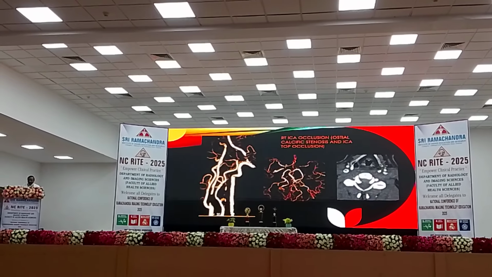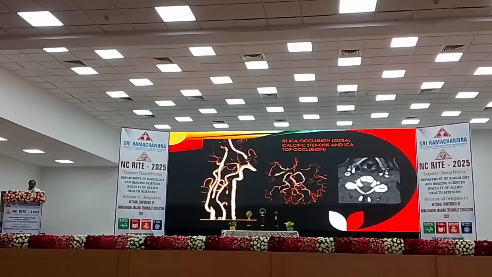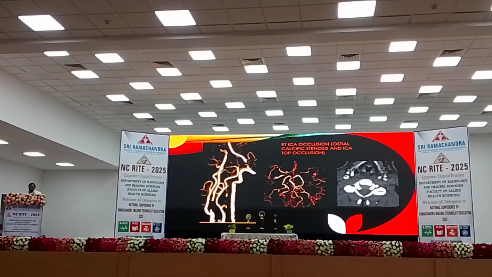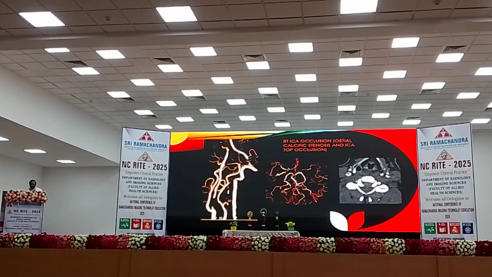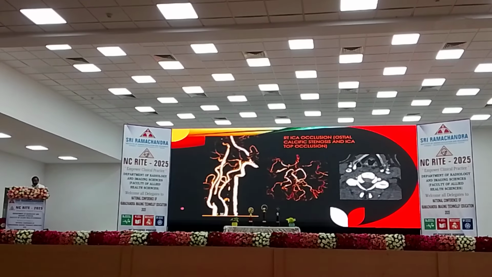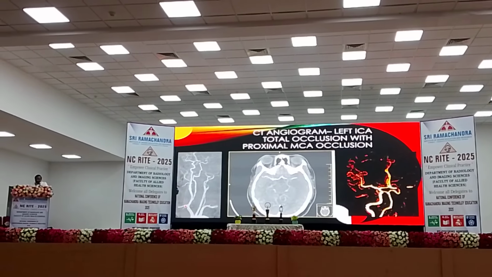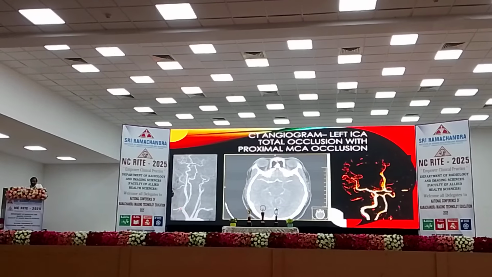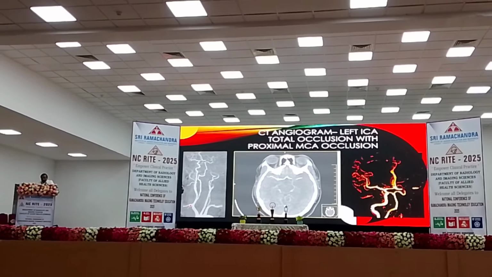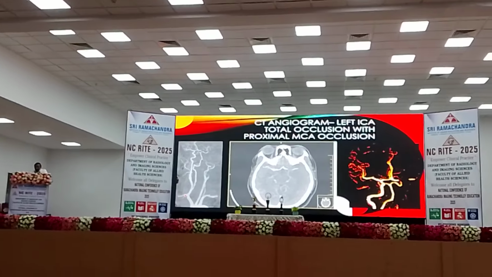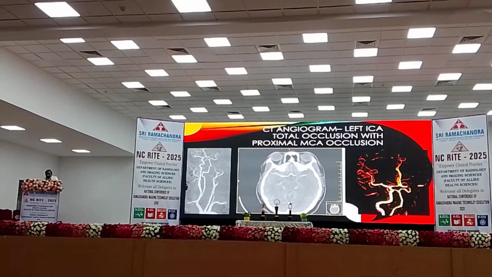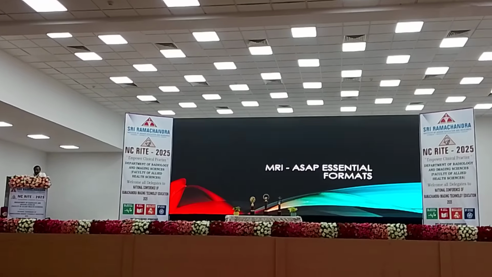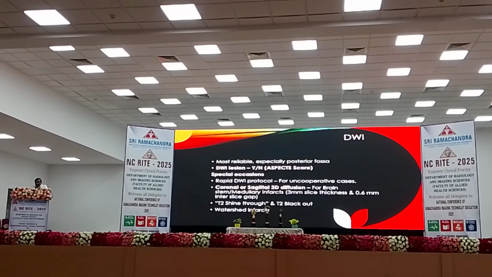And here you can see some of the cases where there is a right ICA occlusion with calcification, stenosis and ICA top occlusion is also there. You can see some stenosis here. And this is a left CT angiogram: left internal carotid artery total occlusion, proximal MCA occlusion, where you can see the postcontrast findings. And MRI, what are the essential things we have to see?